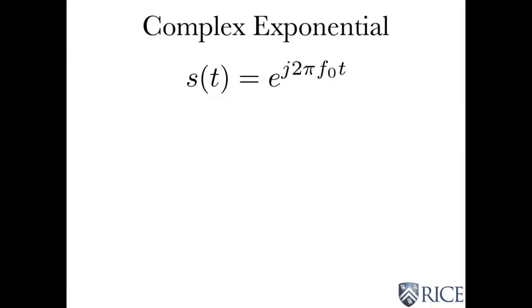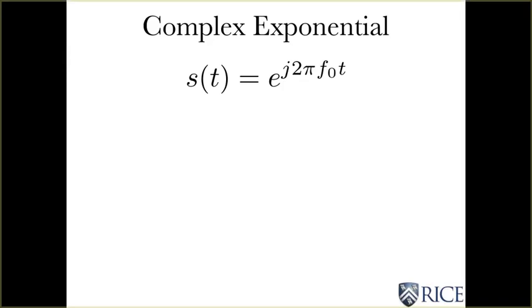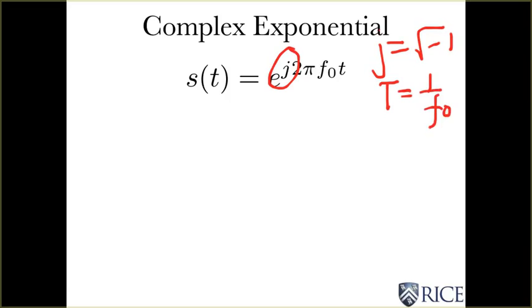Now, the next signal we're going to talk about is the complex exponential. Yes, complex valued signals. So j here is the square root of minus 1. And this signal is incredibly important for us. It's incredibly important for all electrical engineers. This is another periodic signal. Its period is the same as the sinusoid we saw before, and its period is equal to 1 over f naught, 1 over the frequency.